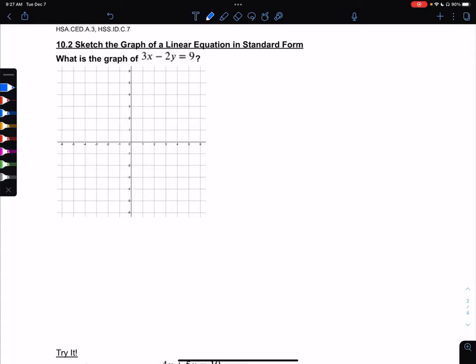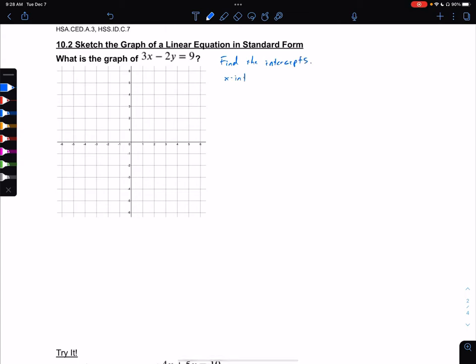Here we're going to look at topic 10, section 2, or example 2: sketch the graph of a linear equation in standard form. What is the graph of 3x minus 2y equals 9? So first thing we want to do is recognize that this is in standard form, and we want to find the intercepts. Whenever you're dealing with standard form, the best thing you can do is find the intercepts. It's set up very nicely for us, so we'll be able to go through that.